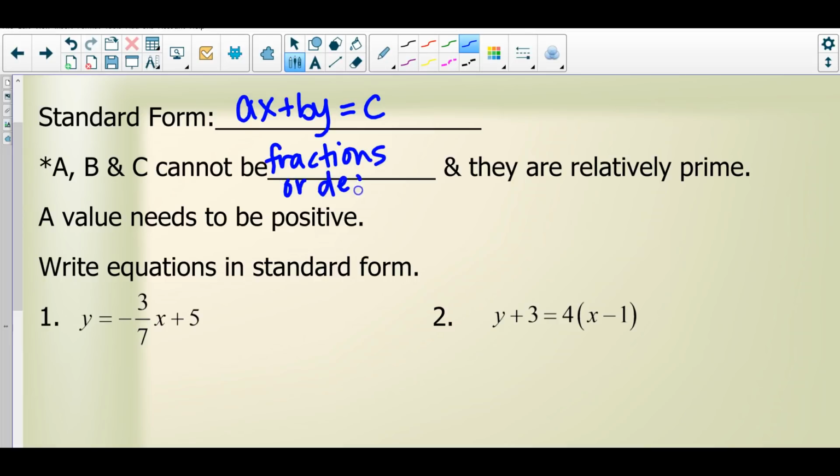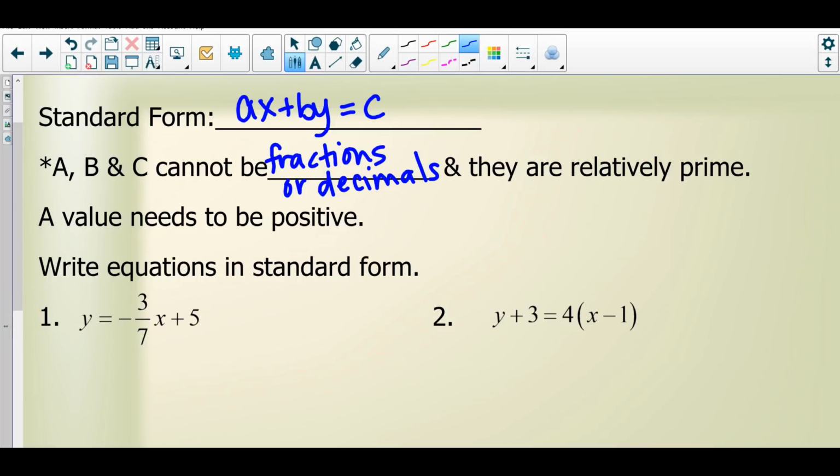And they are relatively prime to one another, which means that they don't have to be all prime numbers, but they are prime to each other, which means they shouldn't have any common factors. Our a value also needs to be positive. Okay, so let's look at example 1.